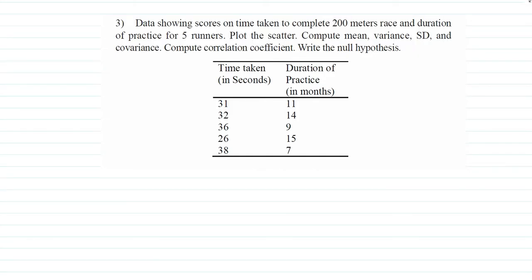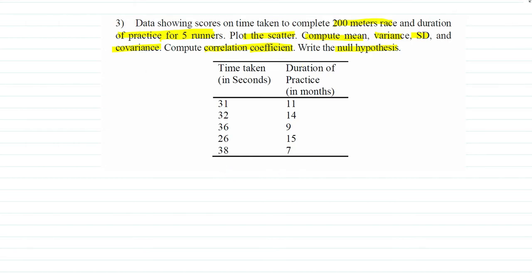Data showing scores on time taken to complete a 2000-meter race and duration of practice for 5 runners. Plot the scatter diagram, compute mean, variance, standard deviation and covariance. Compute the correlation coefficient and write the null hypothesis. In this video, I'm going to take you through computing mean, variance, standard deviation and the scatter diagram. We will take the null hypothesis in our next video.